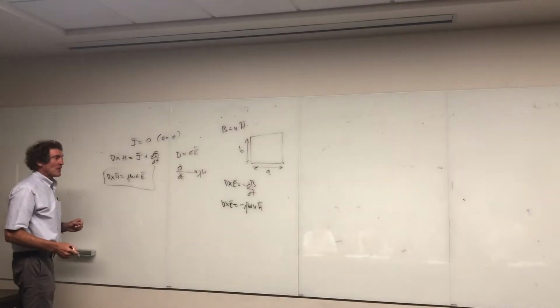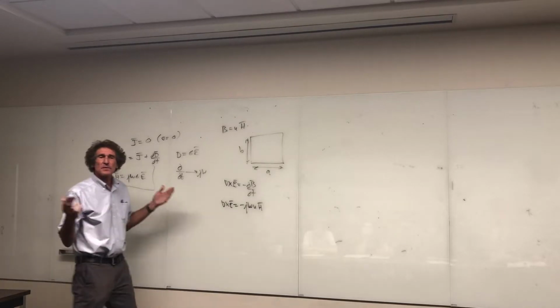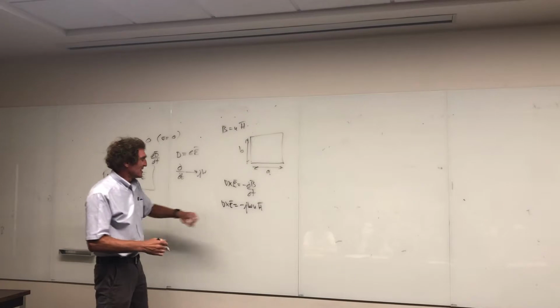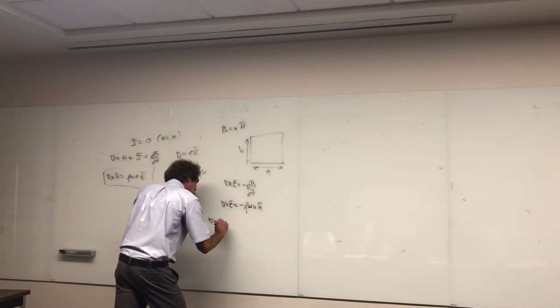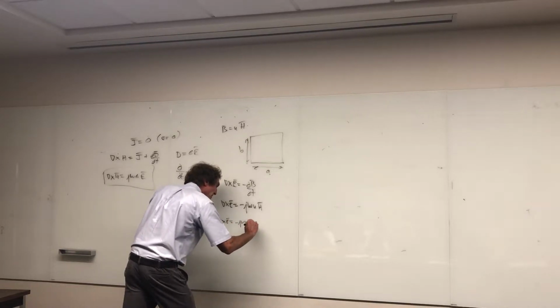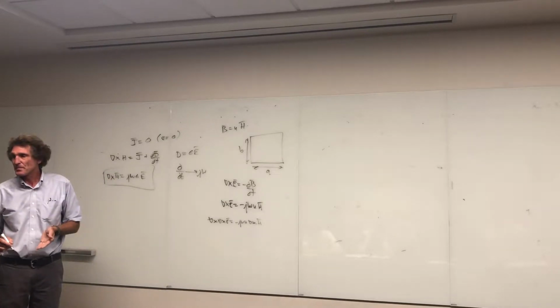All right. How about if I take another curl of this? I'll tell you what, let's do it with E. If I take a curl here, what do I get? I get curl of curl of E is equal to minus j omega mu times curl of H, right? Remember this from last time? Now what do I do?